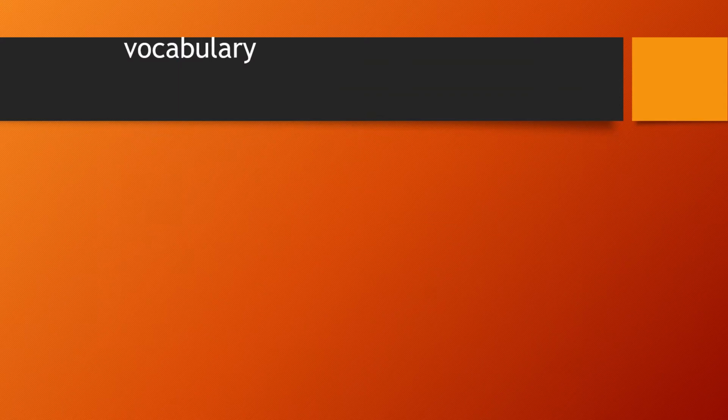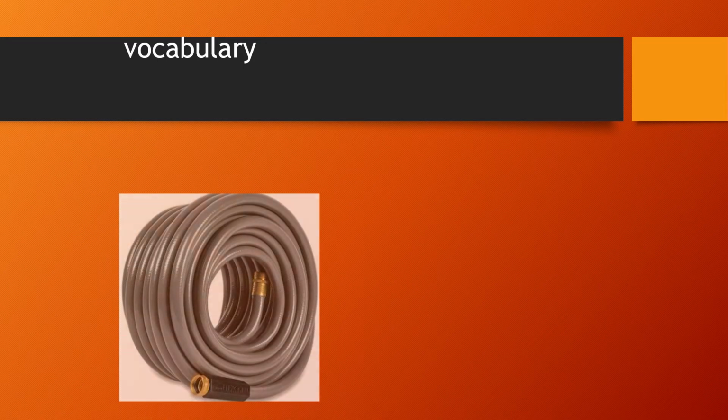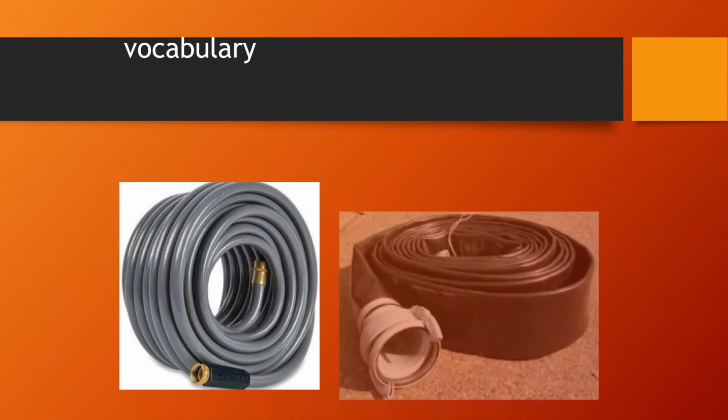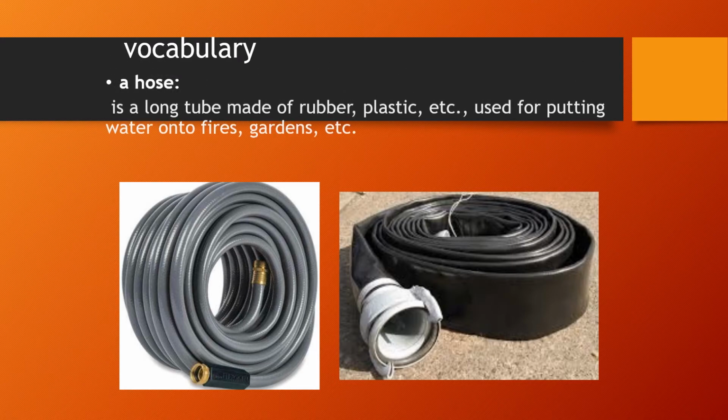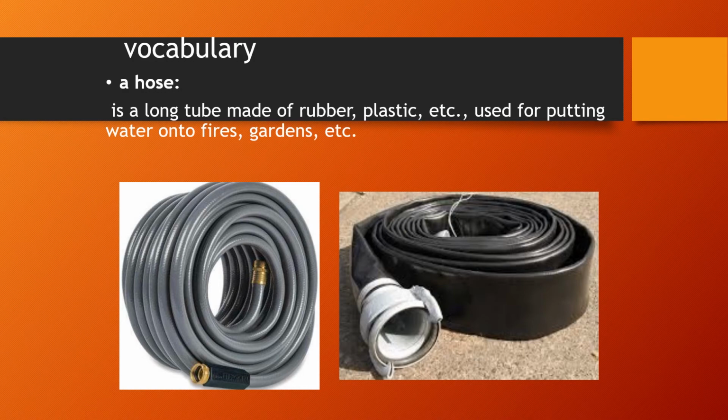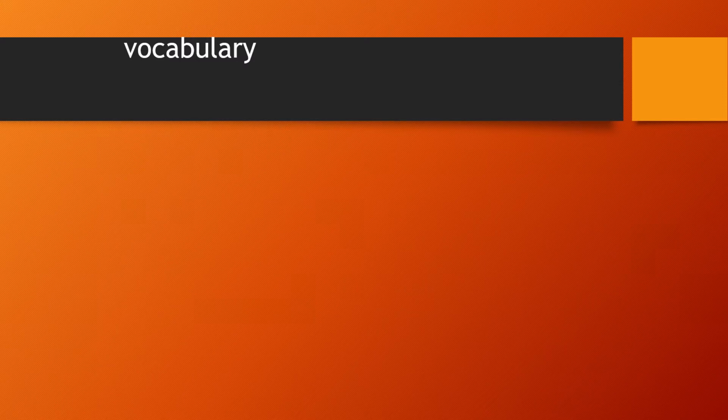Okay, now let's learn a few important words for today's lesson. Look at the pictures. What is this? This is a hose. Hose. And the hose is a long tube made of rubber, plastic, etc., used for putting water onto fires, gardens, and so on.